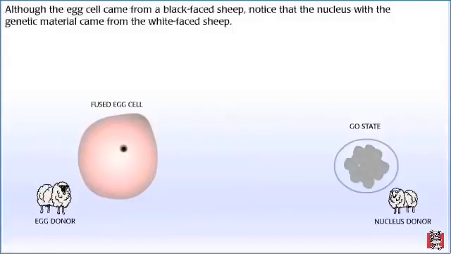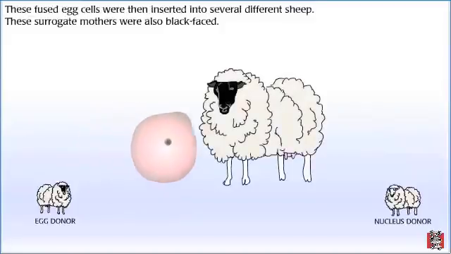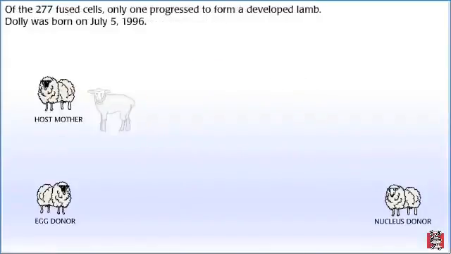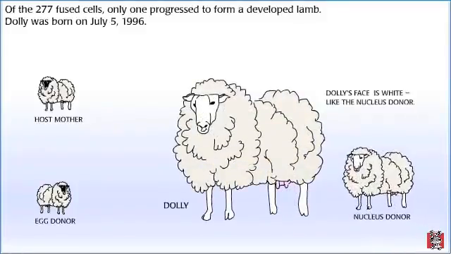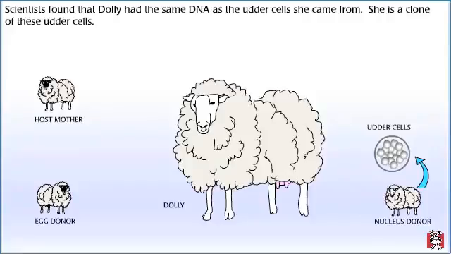Although the egg cell came from a black-faced sheep, notice that the nucleus with the genetic material came from the white-faced sheep. These fused egg cells were then inserted into several different sheep. These surrogate mothers were also black-faced. Of the 277 fused cells, only one progressed to form a developed lamb. Dolly was born on July 5, 1996. Scientists found that Dolly had the same DNA as the udder cells she came from. She is a clone of these udder cells.